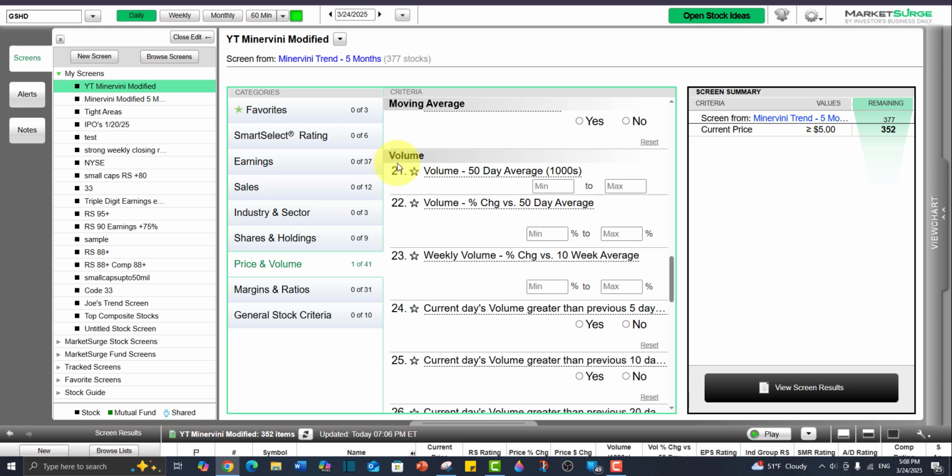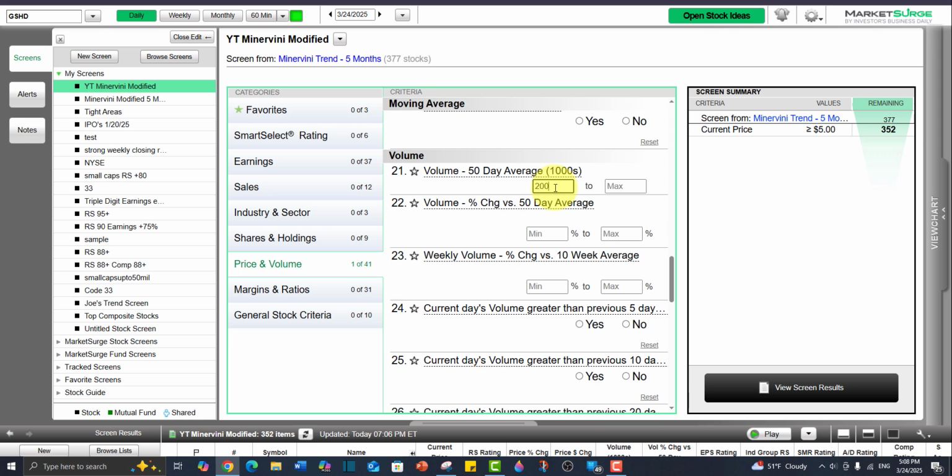So you go to volume, and let's see, I've got to think a minute. 50-day average volume in thousands. This is confusing. Basically, this is the number of shares per day that are traded. And at the very, very minimum, more is better. The very, very minimum, I want to see 200,000 shares traded per day.